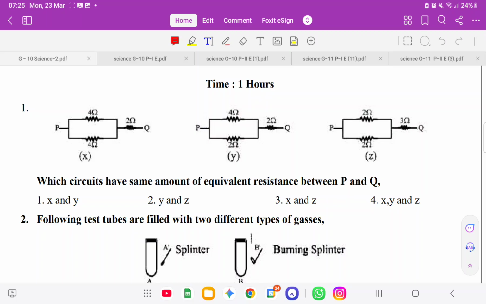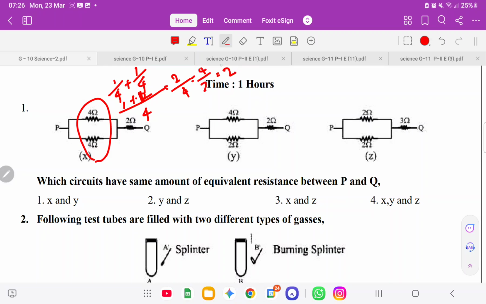You need to find the equivalent resistance here. These two resistances are in parallel, right? So 1/4 plus 1/4. 4 is the common denominator, so add the numerators: 2/4. But you need to get the reciprocal of this, then 4/2, which means 2.